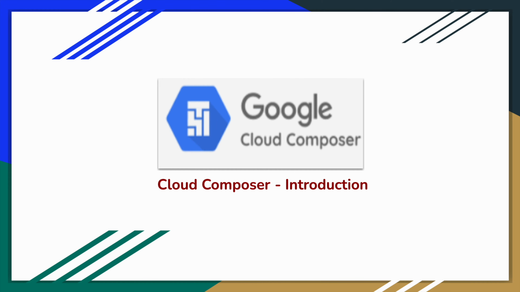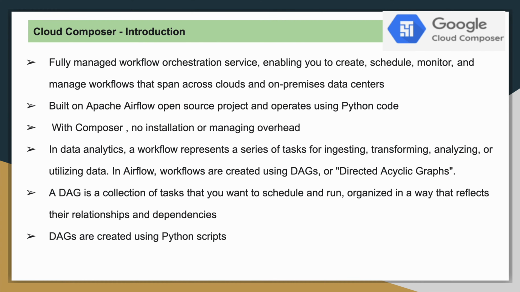Let us see what Google Cloud Composer is and its use cases. Cloud Composer is basically a fully managed workflow orchestration service, also called a workflow scheduling service. It enables us to create, schedule, monitor, and manage our workflows, which can span across clouds and also on premises. You can even schedule workloads running in the cloud environment and also in on-premise data centers.